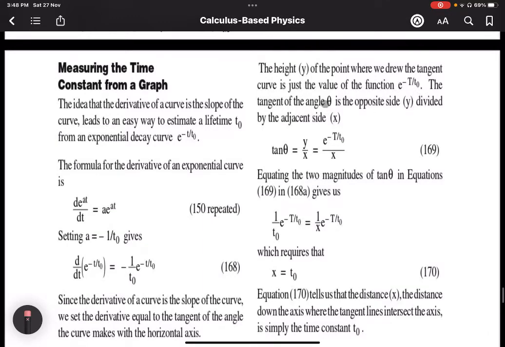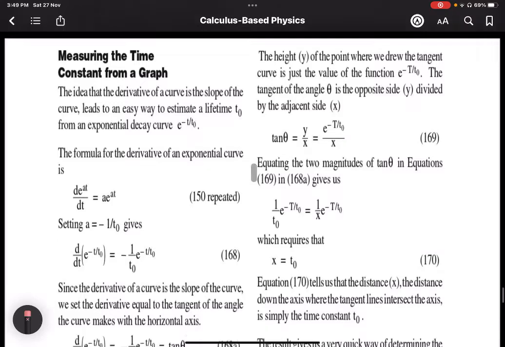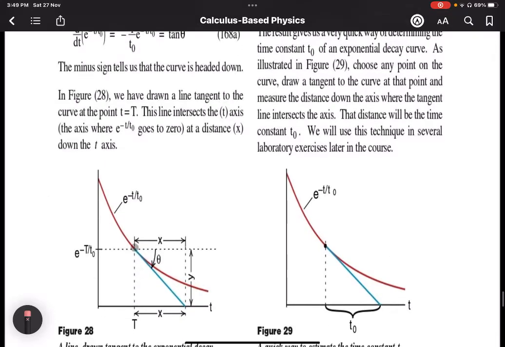The tangent of the angle theta is the opposite side y divided by the adjacent side x, which is shown in this formula, equation 169. Tangent theta is equal to y over x. Nasa si y, ito si y. Nasa si x, ito si x. Nasa yung hypotenuse natin, si tangent.